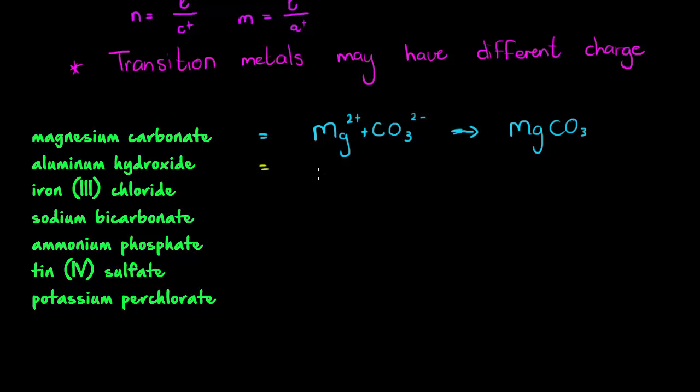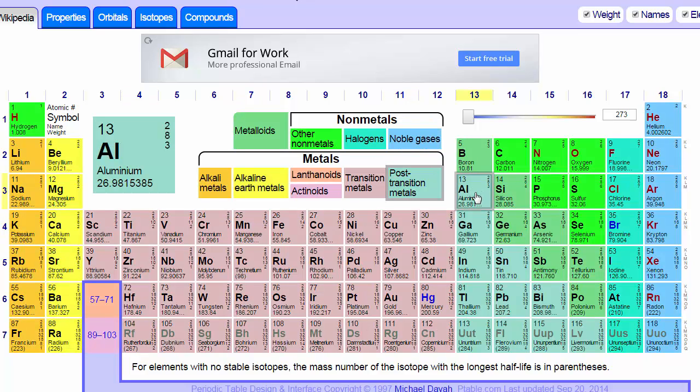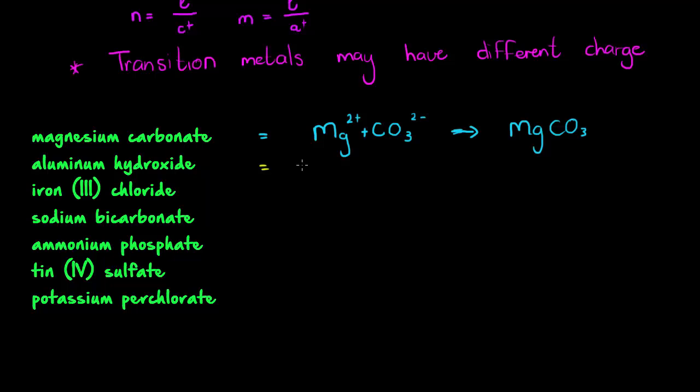Aluminium hydroxide. Okay, aluminium, we go and look at aluminium. Here's aluminium. Aluminium is in the third column, which means he's got 3 electrons that he wants to give away, giving aluminium a 3 positive charge.